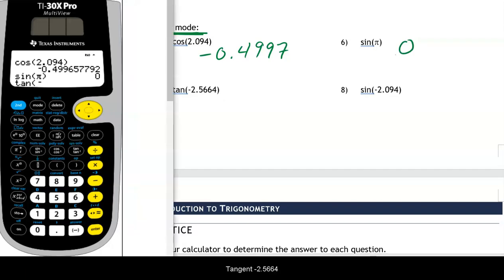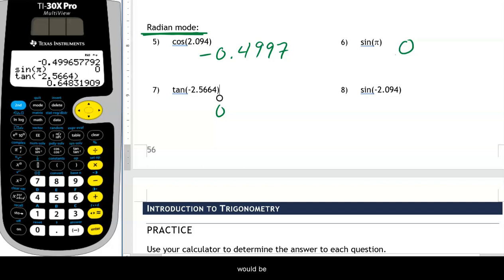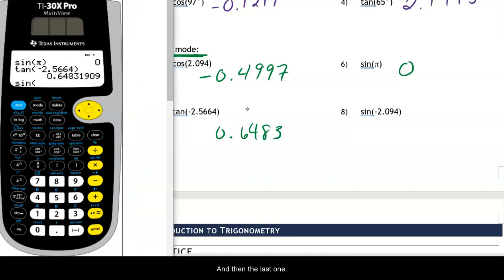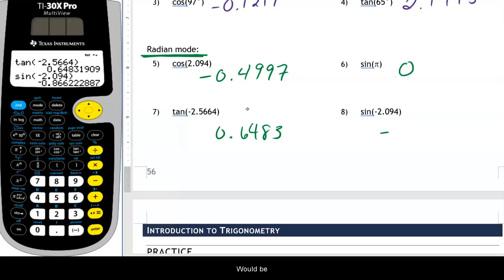Tangent of negative 2.5664 will be 0.6483. And then the last one, sine of negative 2.094 will be negative 0.8662.